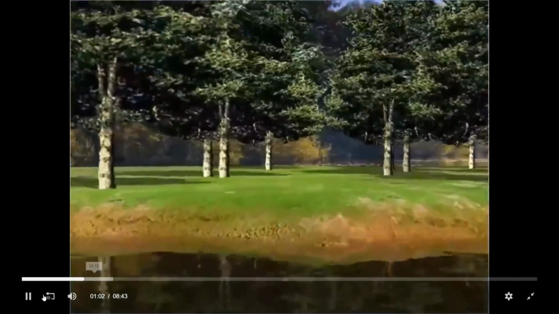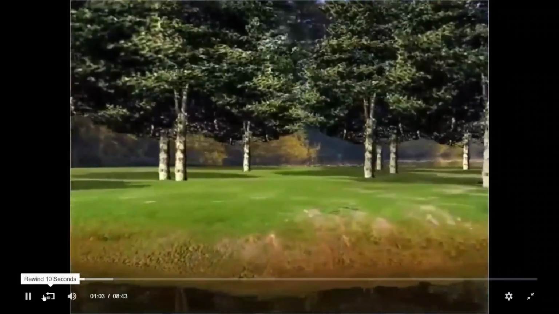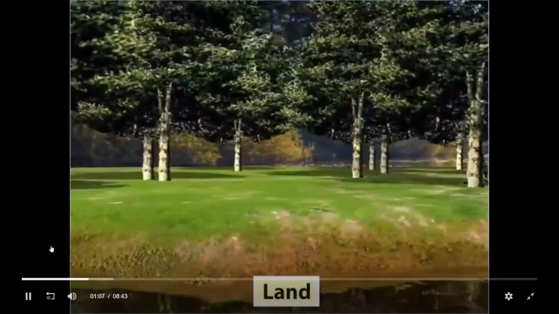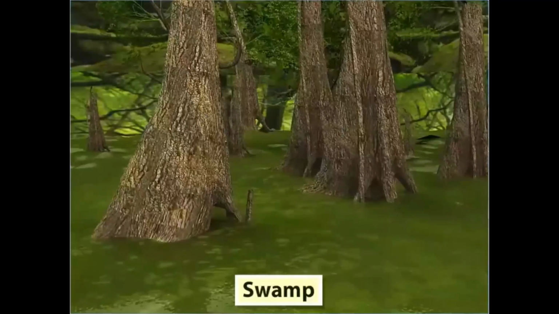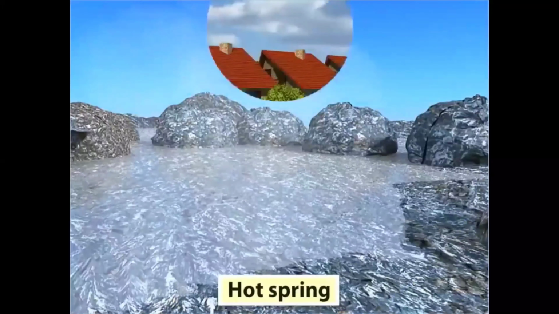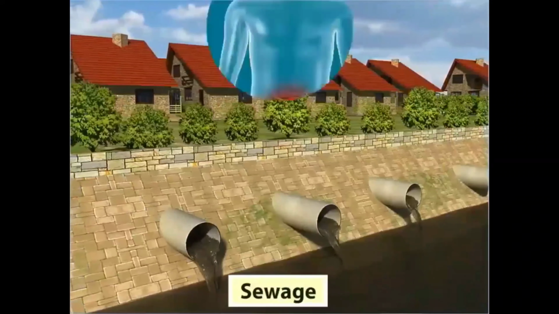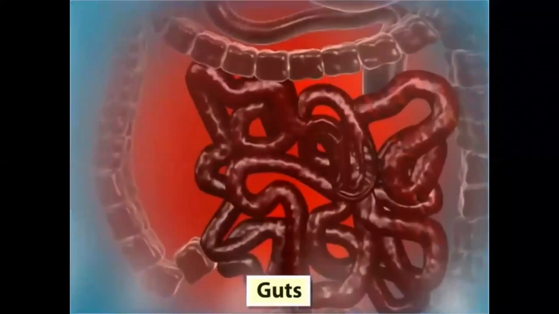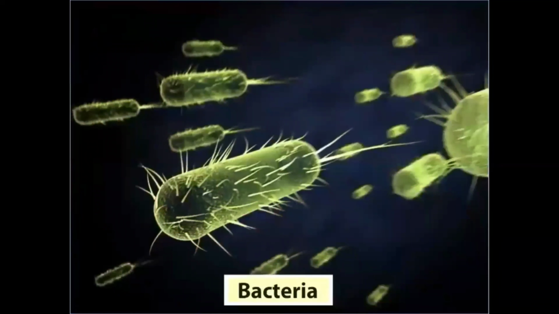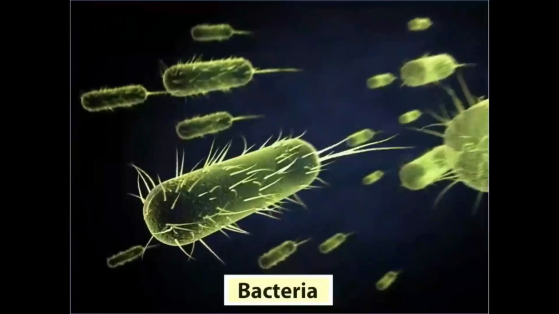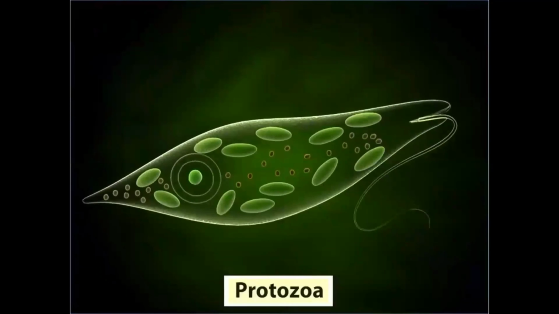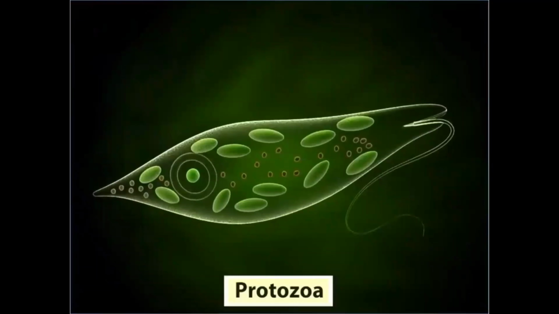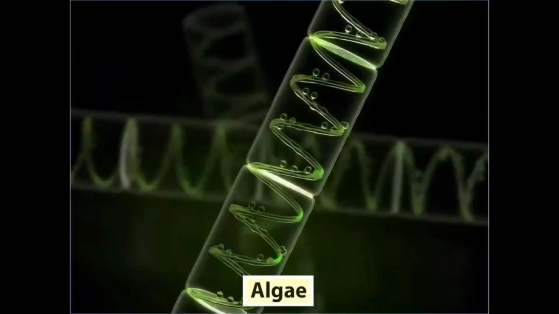Microorganisms live almost everywhere on Earth, including land, sea, swamps, hot springs, sewage, and even in our guts. They can be unicellular, like bacteria and protozoa, or both unicellular and multicellular, like algae and fungi.